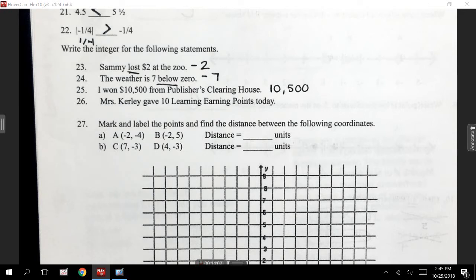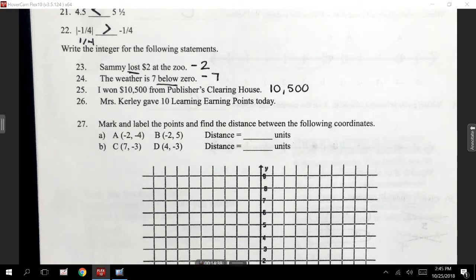All right, let's talk about 26, because this one has given some people some trouble. It says, Miss Kearley gave 10 learning earning points today. Now, guys, normally if you're giving something away, we would say minus. But here's the difference. This is obviously a teacher, it sounds like, because I don't know who else would give learning earning points. Okay? All right, guys, if I give you points on a test, am I losing anything by giving you those points? No, in fact, I'm giving you the points because you earned the points. And we listened to you. And you listened to me, okay?